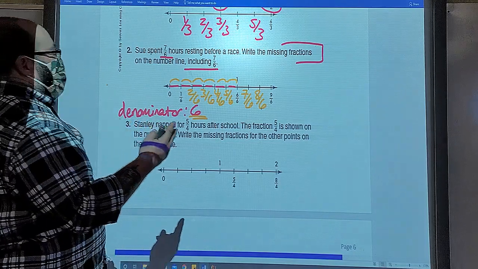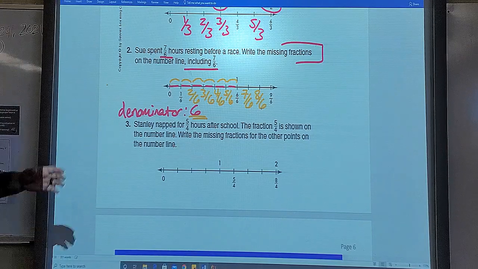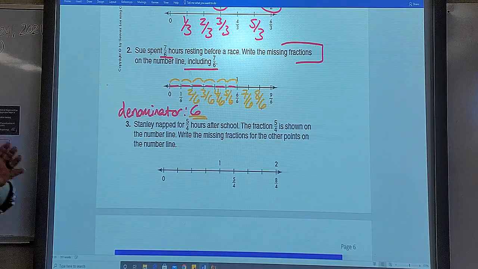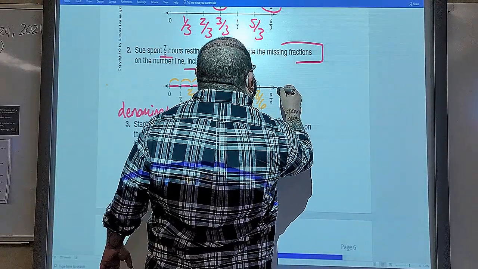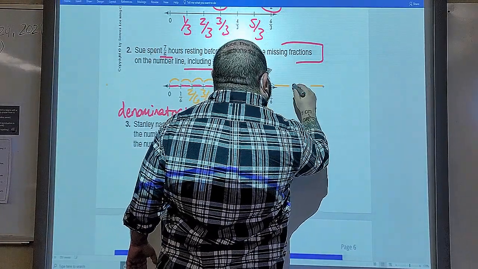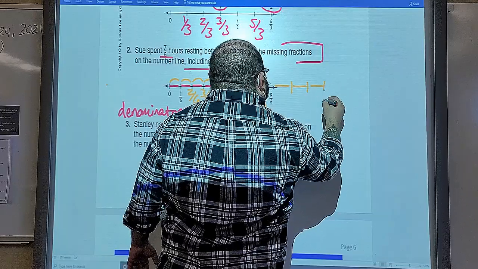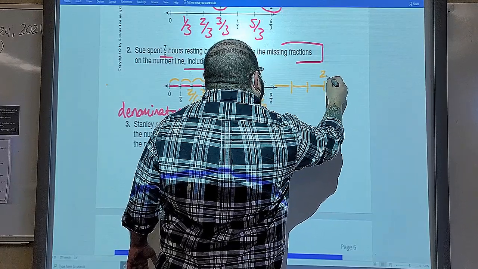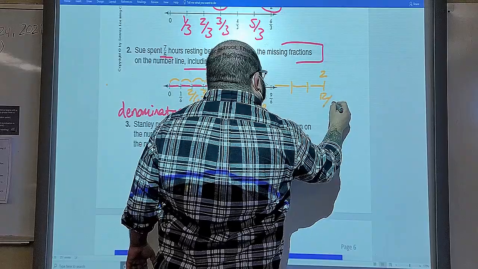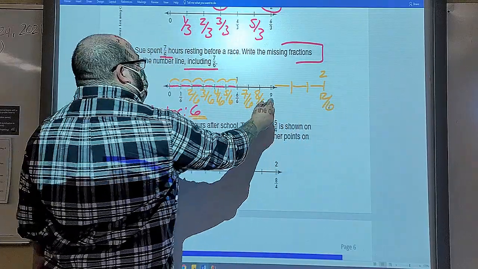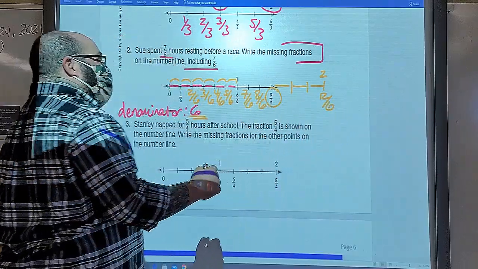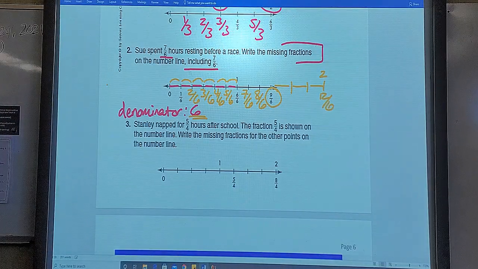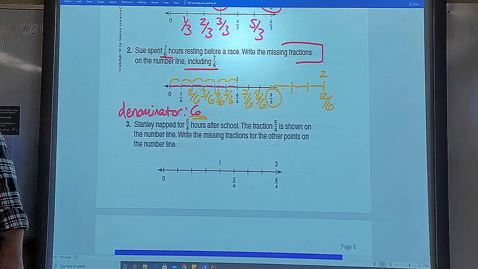Now 9/6, though, we still have how many more to go from there? How many more jumps to get to 12/6, to get to the 2? Ariana? 3. So wouldn't that make that 1, 2, 3? Make our lines here. Add 3 more and that would be 12 sixths. So what would that make 9 sixths then? What's equivalent to that one?